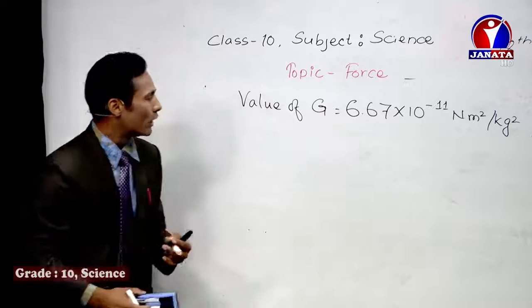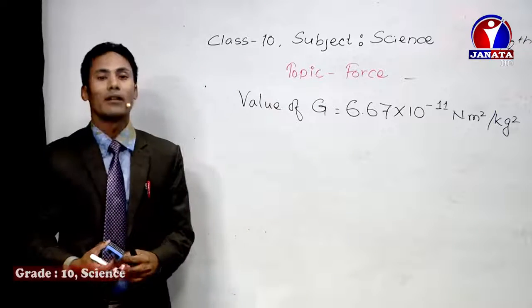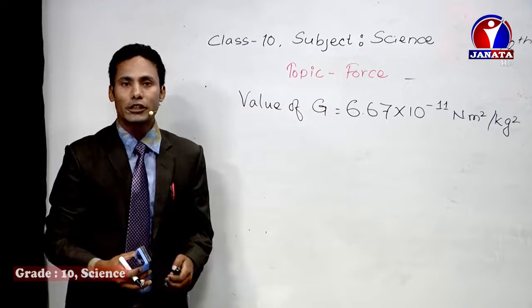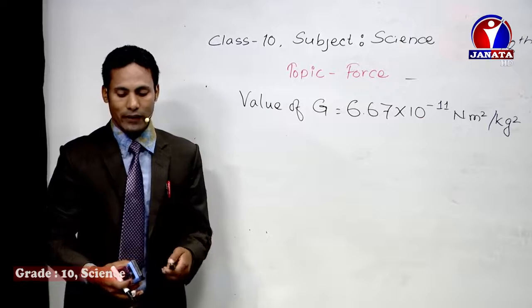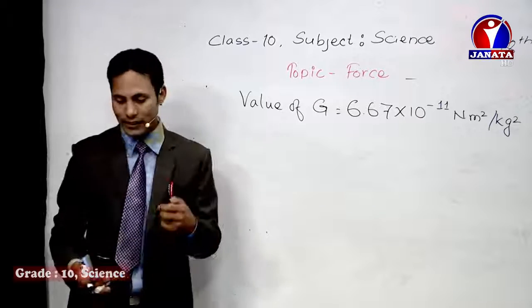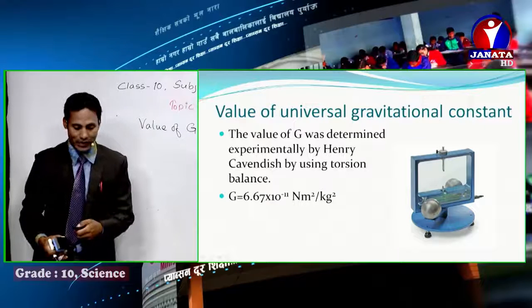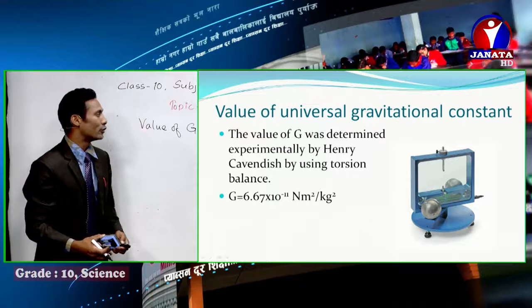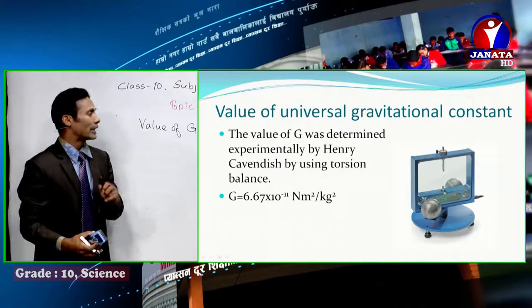That is the value. And this value was first calculated by the scientist Henry Cavendish, who used the torsion balance for the calculation of this value G. You can see in the slide also, I have shown a picture of this torsion balance used for the calculation of the value of G, that is 6.67 into 10 to the power minus 11 Newton meter square per kg square.